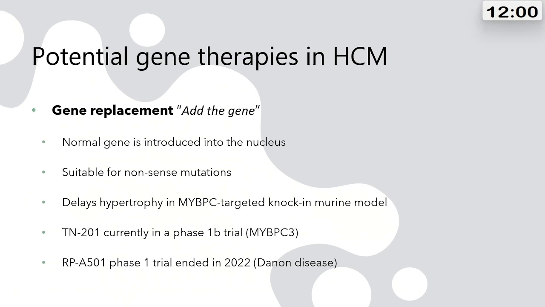So actually, many of these are under investigation in HCM. This is not just something that we're thinking about. These are not just thoughts. There are actually experiments on this. So for gene replacement, for example, in mouse models, hypertrophy was actually delayed by using gene replacement. And there are multiple phase 1 trials also on gene replacement for various HCM genes.